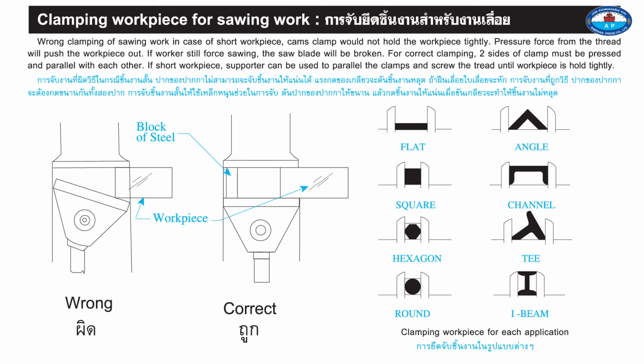For correct clamping, the two sides of the clamp must be pressed in parallel with each other. For a short workpiece, a supporter can be used to keep the clamps parallel, and the thread is screwed until the workpiece is held tightly. Block of steel. Workpiece. Wrong. Correct. Clamping workpiece for each application.